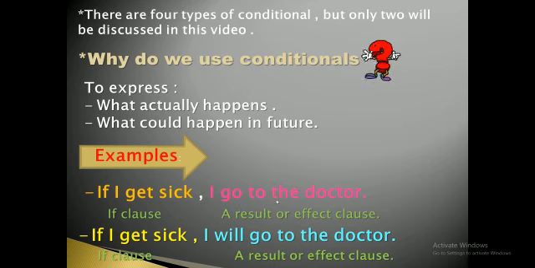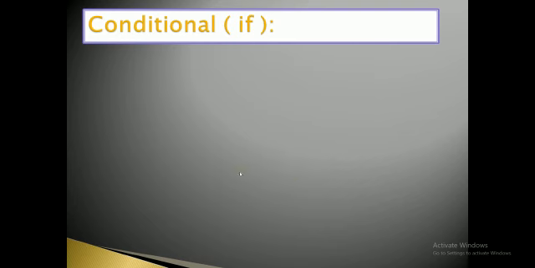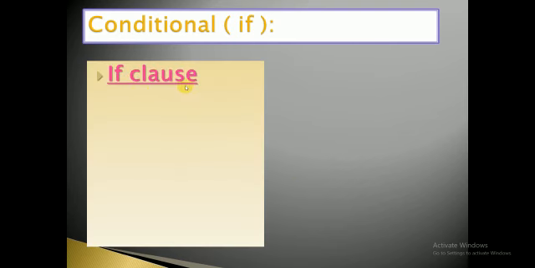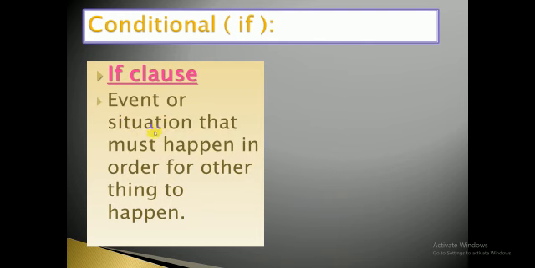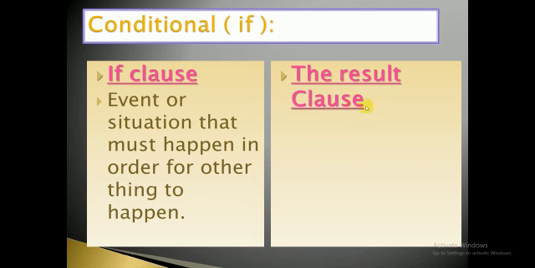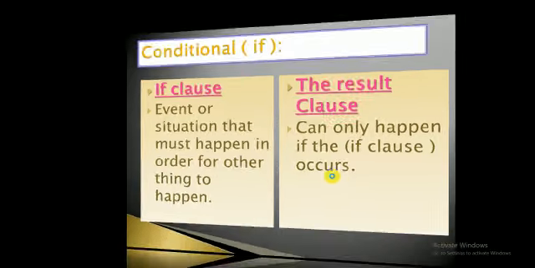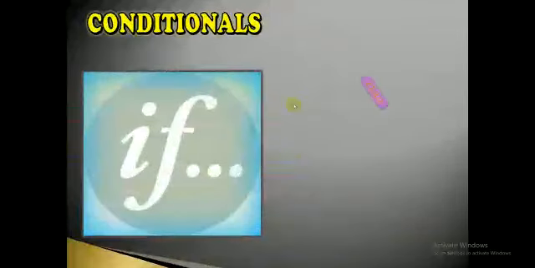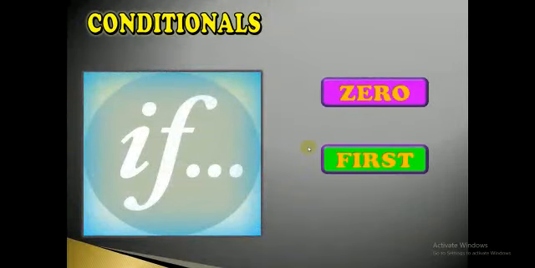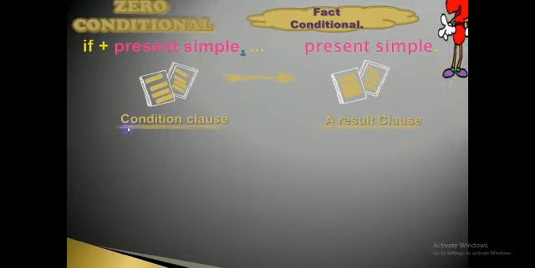The conditional sentence actually has 2 parts. The first part is the if clause or the condition, which has an event or a situation that must happen in order for other thing to happen. And the result clause or the effect clause, which can only happen if the if clause occurs. We have 2 conditional cases, the 0 and the first. Let's start with the 0 condition. If we look at the condition clause, it's in present simple, and the result clause is actually in present simple as well. The 0 conditional is normally called the fact clause.